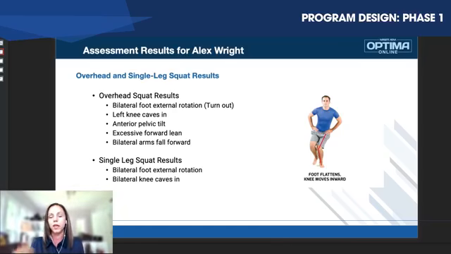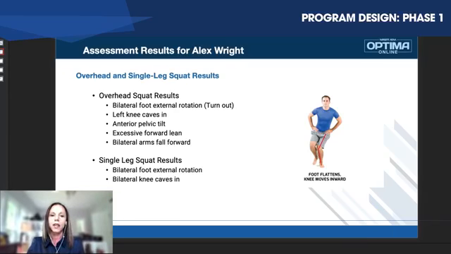And again, thinking about what he does with his job, this does not seem unrealistic to me. If you think about his positioning, these are pretty common compensations you would see with someone that has that type of profession. So basically, that was his results from the overhead squat.